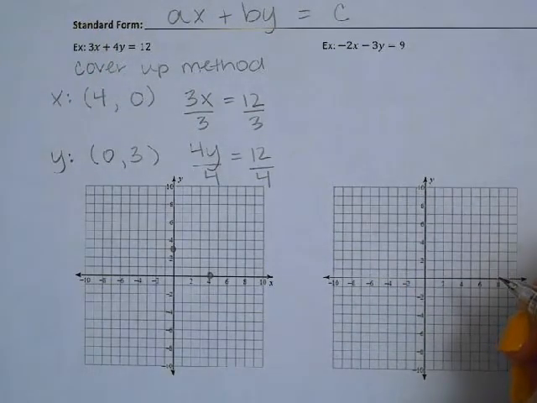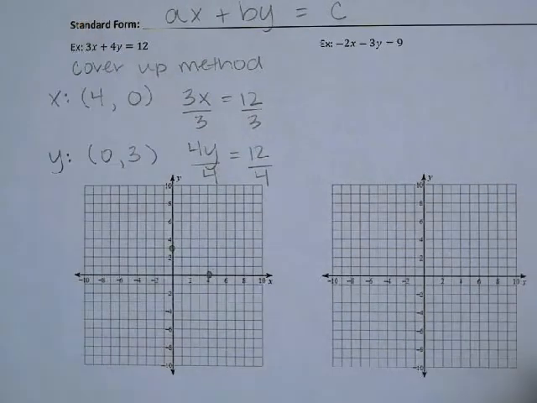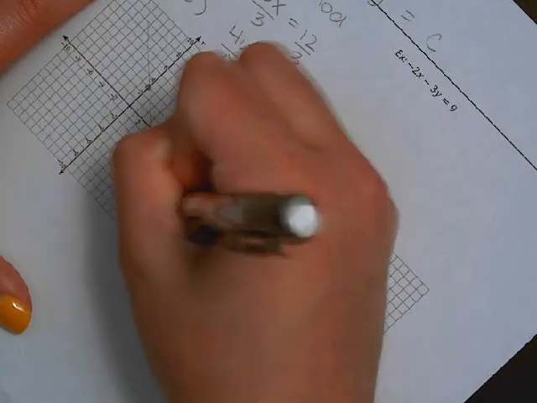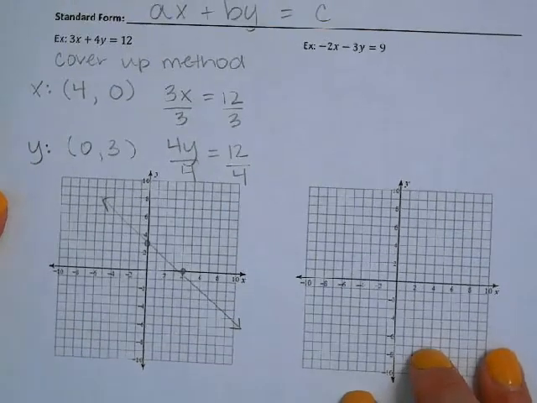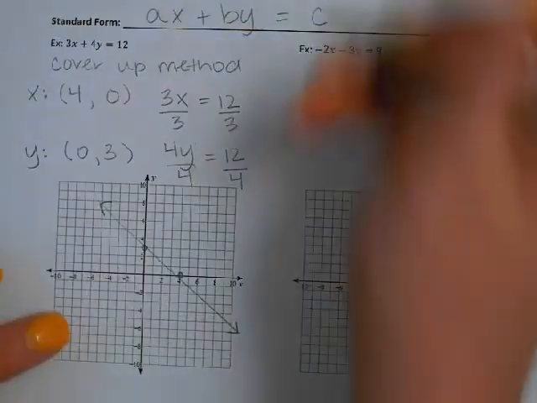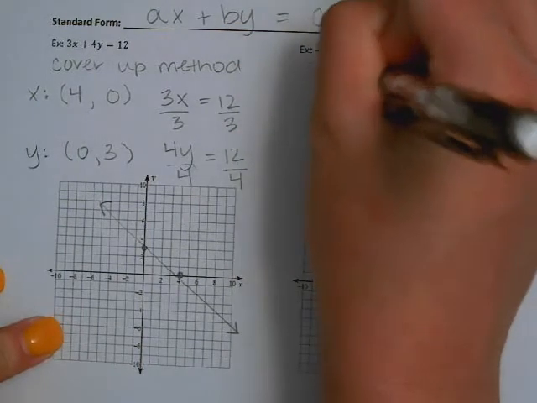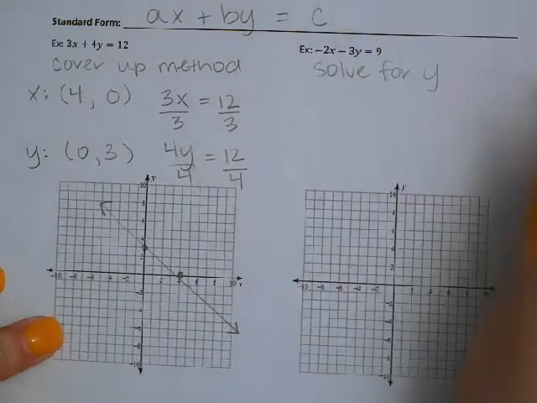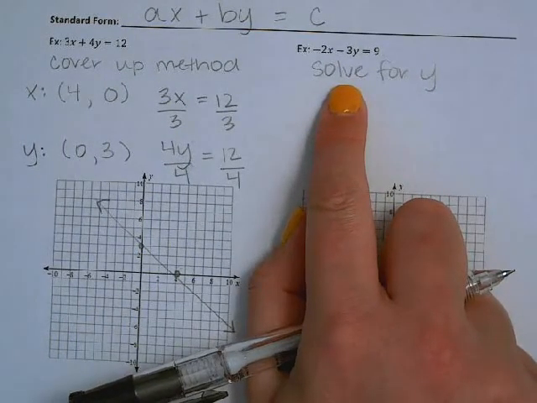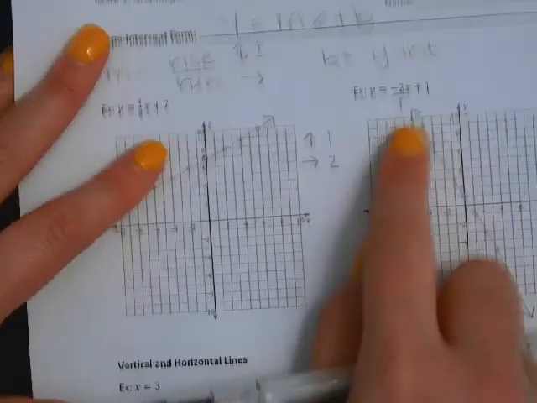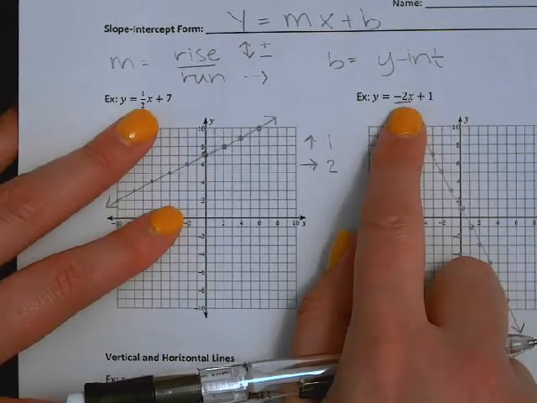Now, I only have 2 points, but I only really need 2 points, and I can actually graph that. So there's my line. That wasn't as straight as it could have been, but it was close. All right, so we've got the cover-up method, and then the other method is to solve for y. And when you solve for y, what you're doing is you're taking the equation and you're rewriting it in the slope-intercept form so that it looks like this. So it looks like one of these two. So when you solve for y, that's what you're doing.